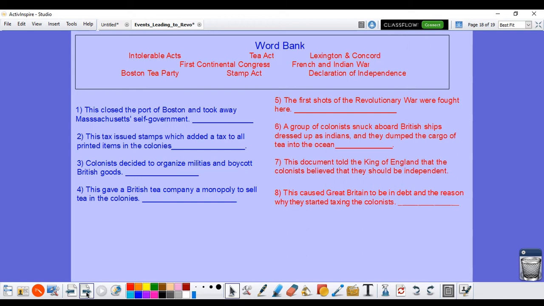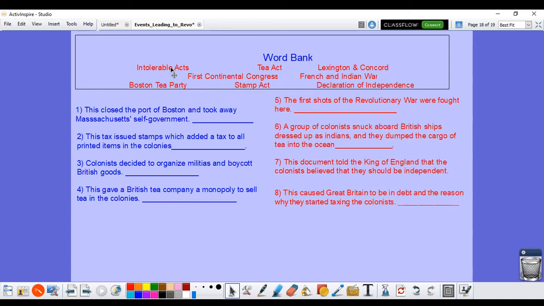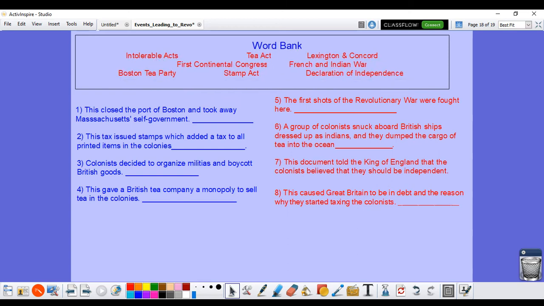So this closed the Port of Boston and took away the Massachusetts self-government. Well, I know it was one of the acts. I don't think it was the Tea Party. So just pause the video and look at the word bank up here and see if you can't fill in the answer to that first one. Yeah, it was the Intolerable Acts. Very good.